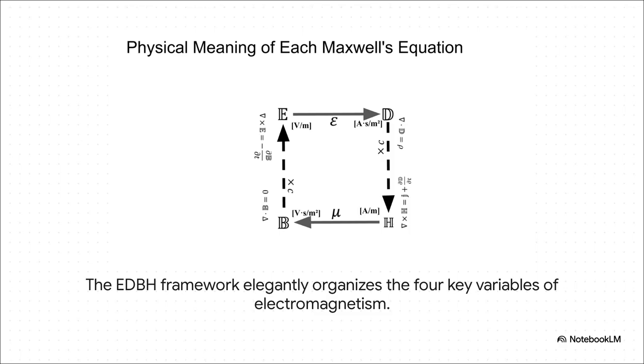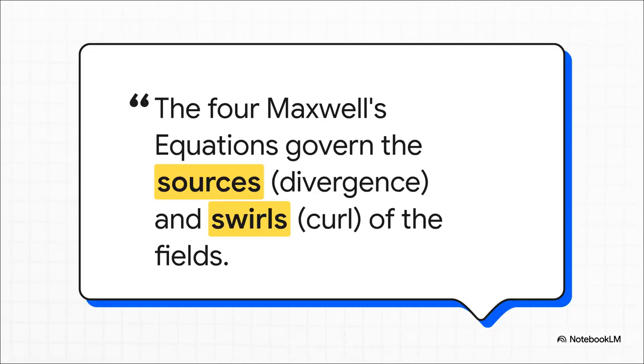And then you have their buddies, D, the electric flux density, and H, the magnetic field intensity. See how they're all connected in this nice, simple loop? And here's where it all comes together.